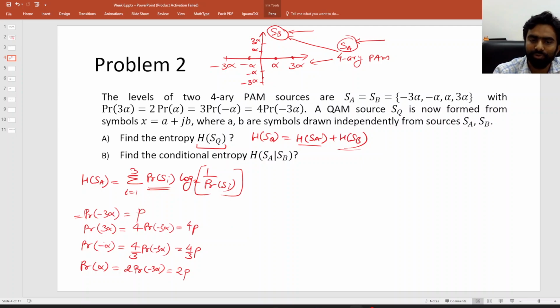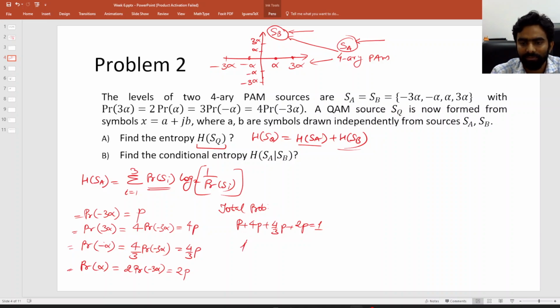Now we have to find the absolute probabilities, meaning the probability of all these symbols we have obtained. Now we'll apply the total probability rule. That is nothing but the total probability would be 1. So the total probability rule gives P plus 4P plus 4 by 3 P plus 2P equals 1. I'm not solving this here, so you will solve it and you will see that P comes out to be 3 by 25.